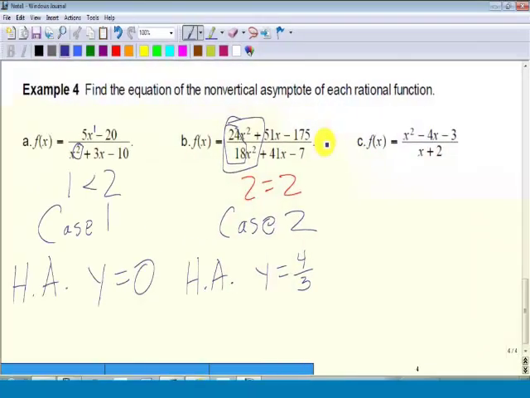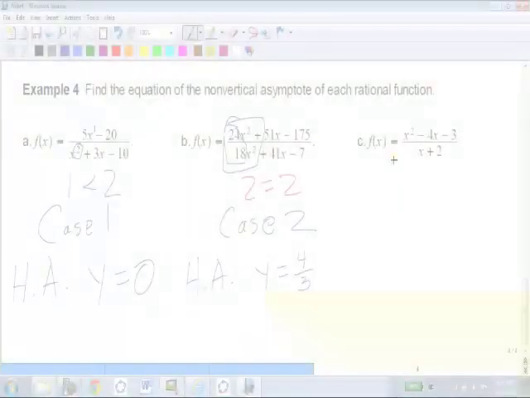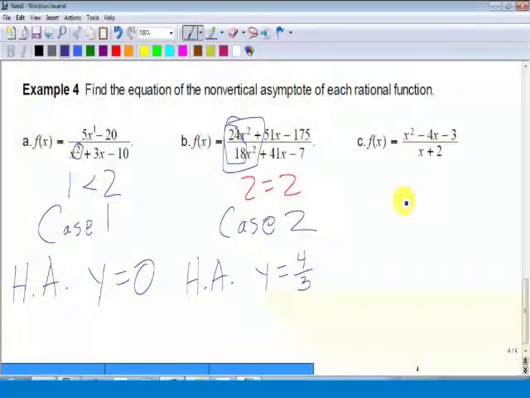So anyway, that's what's going on. For large values of x, we can make the thing as close to 4/3 as we want. And the C part: the degree of the numerator is 2. The degree of the denominator is 1. 2 is exactly 1 more than 1. So, what type of non-vertical asymptote are we looking at here?